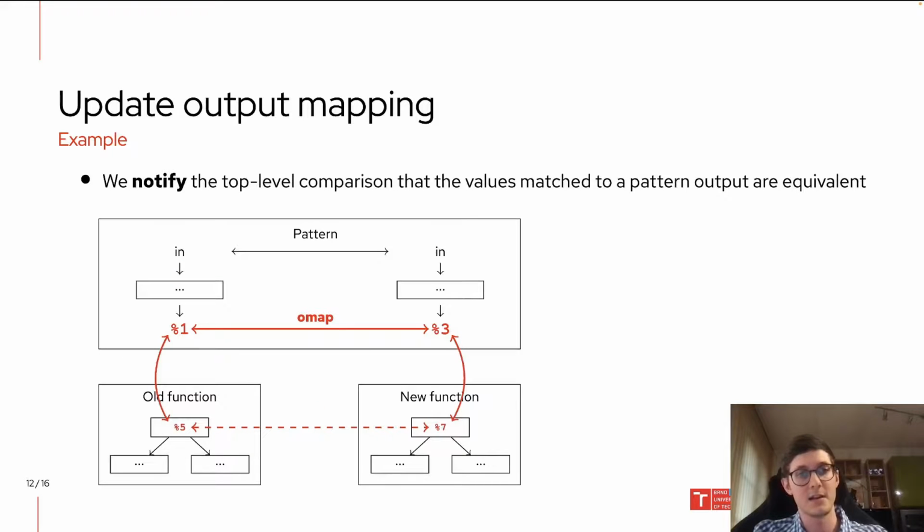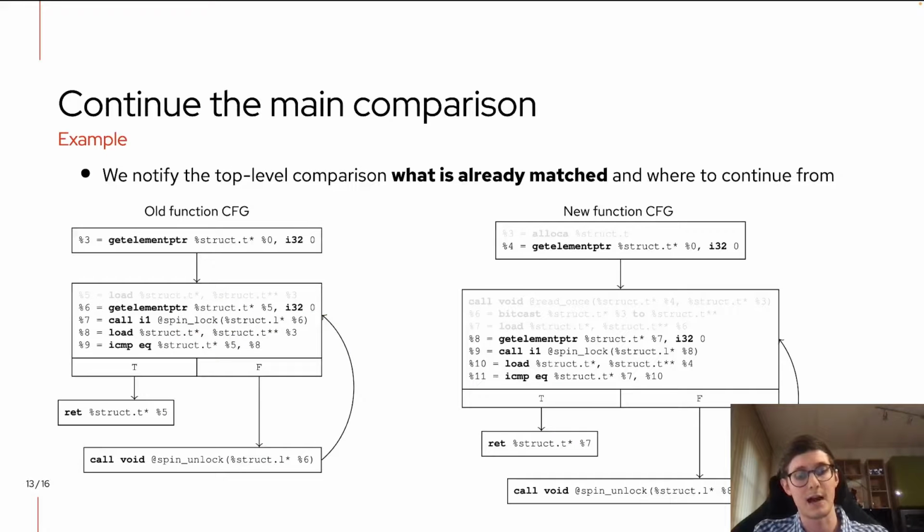And similarly, we do the same for the output mapping and the function omap to connect separately matched output values, and we remember these after resuming the main comparison so that the main comparison algorithm knows which values can be considered semantically equal. And this brings us to how we continue the main comparison itself. And here we need to not only use the output mappings, but we also need to do two other things.